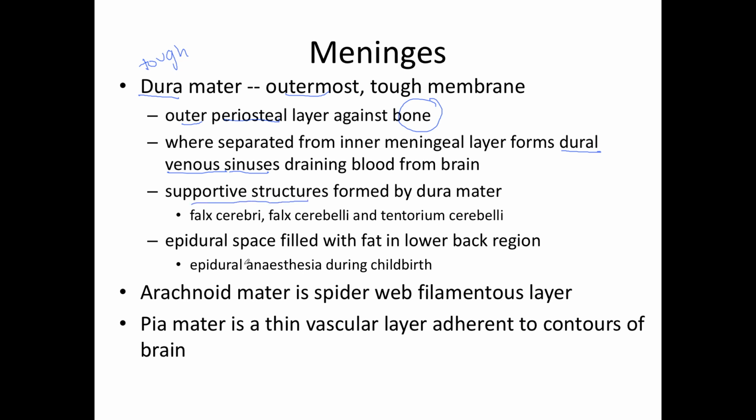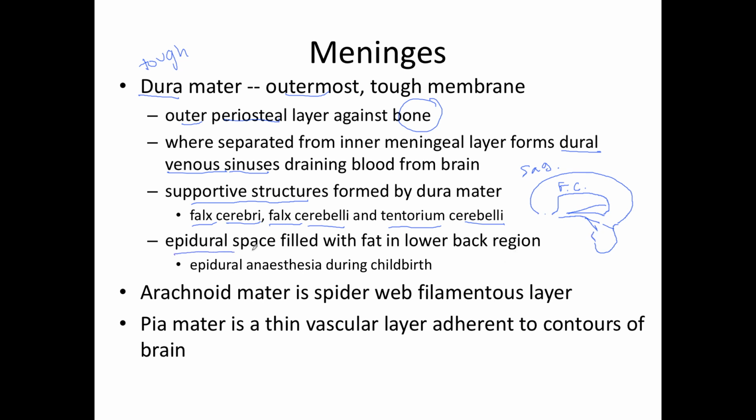Your dura mater also forms some supportive structures. There's the falx cerebri, which divides the two cerebral hemispheres. The falx cerebelli, which divides the two cerebellar hemispheres, and the tentorium cerebelli, which divides the cerebrum from the cerebellum. So the dura mater not only covers the surface of the brain, so let's draw that, but it also, if this is a sagittal section, goes down between, so this would be the falx cerebri, between the two cerebral hemispheres and between the two cerebellar hemispheres, and then there's this tentorium, which forms sort of this floor that divides the cerebrum from the cerebellum.